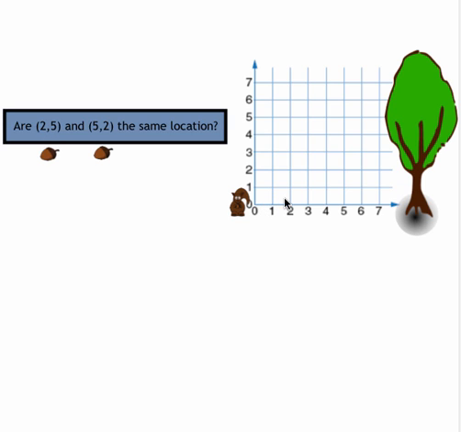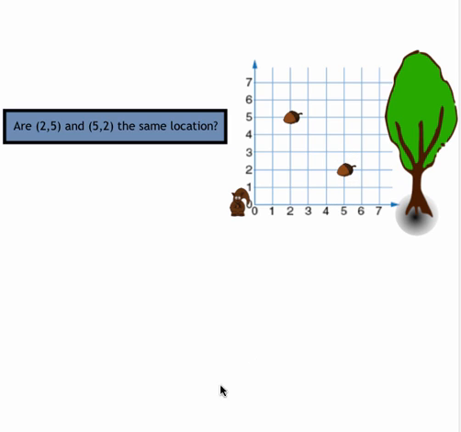Mr. Nutty has to walk over 2 spaces and then climb the tree 5 spaces. So if I take my acorn and go over 2 and then up 5, 1, 2, 3, 4, 5, that would be my first one, (2, 5). The second one, he has to walk over 5 first because that's the first number. The second number tells us to climb the tree how many spaces. So he's going to have to walk over 5 first, 1, 2, 3, 4, 5, and then climb up the tree 2 spaces. So 1, 2.